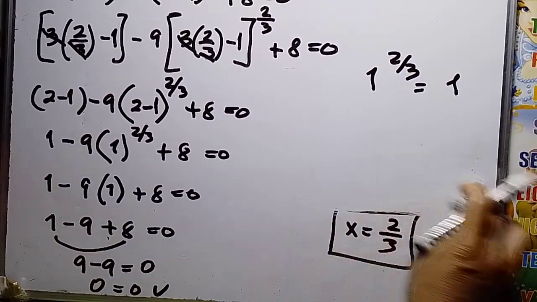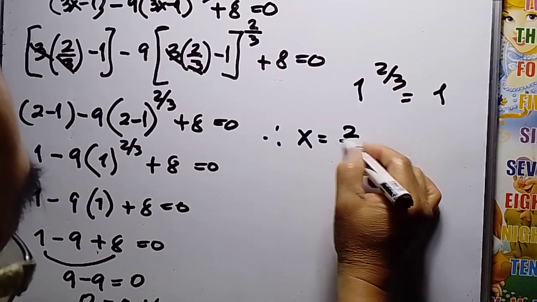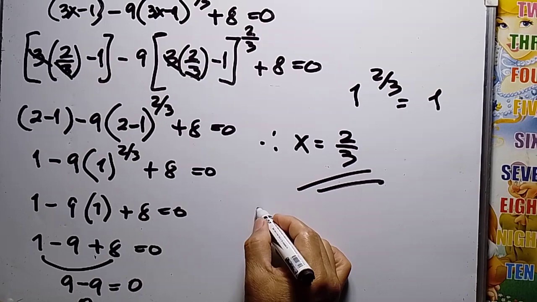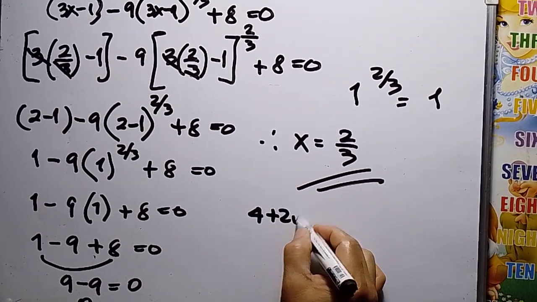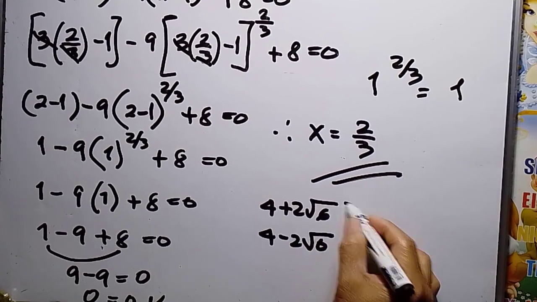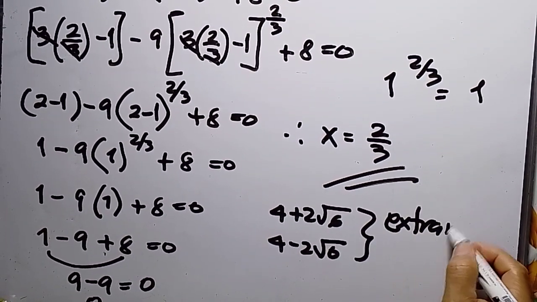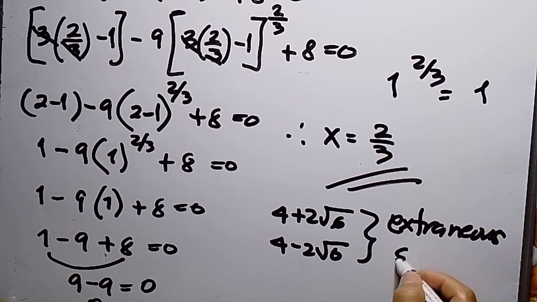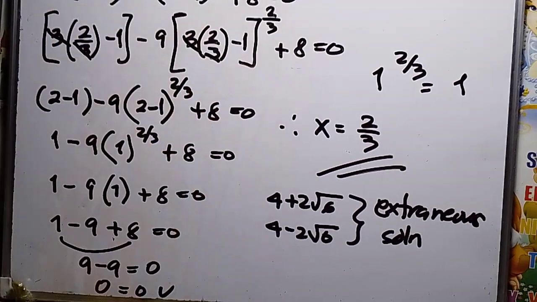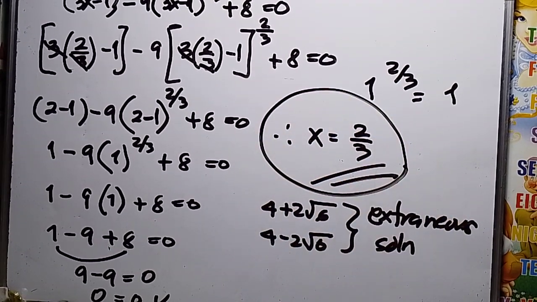So therefore the x value will be 2/3. And the values 4 plus 2 square root of 6, and 4 minus 2 square root of 6, are extraneous solutions. Meaning to say, they cannot be verified by substituting in the given equation. So therefore my final answer will be x equals 2/3, and that's all.